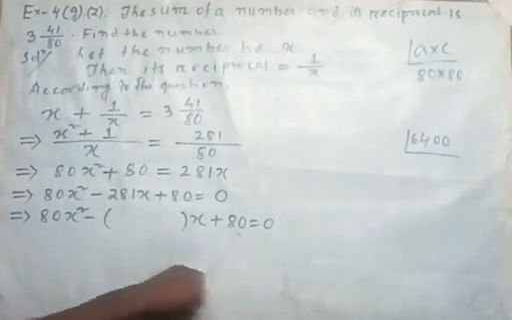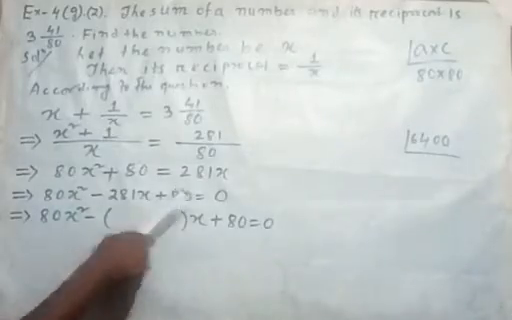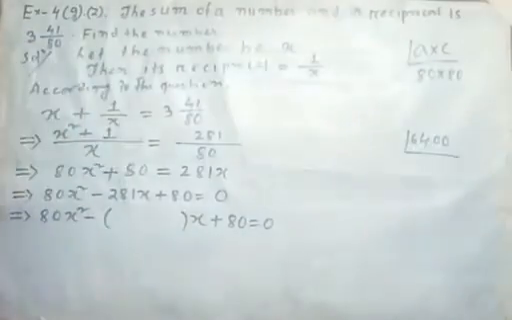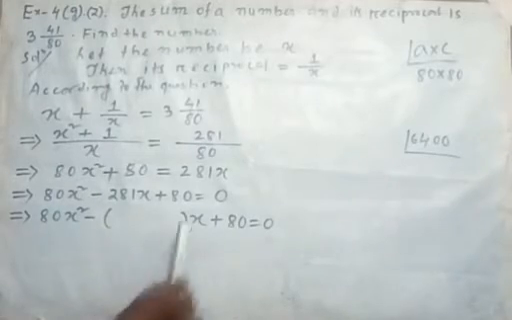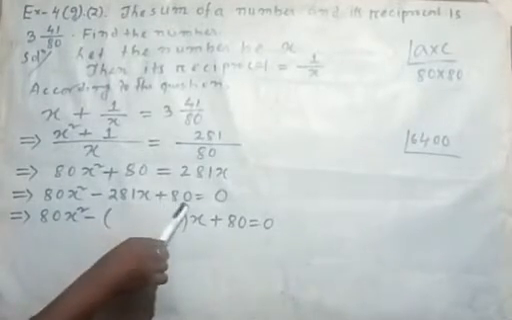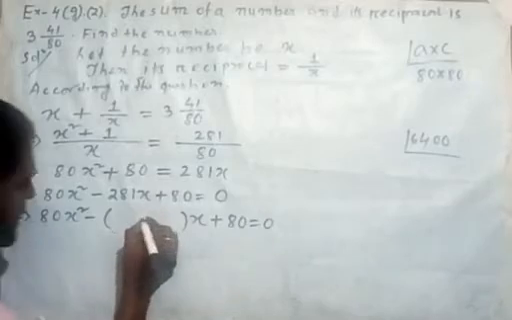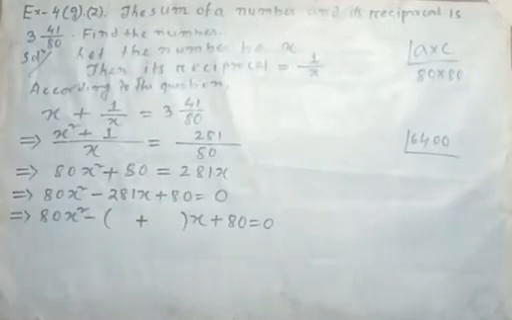A into C. A value is 80, C value is 80. 80 into 80, 6400. Now we have to take HCF. Also we have to remind one thing. What do we have to do inside the bracket, plus or minus? Before C, what is the symbol? Plus. So we have to do plus here.